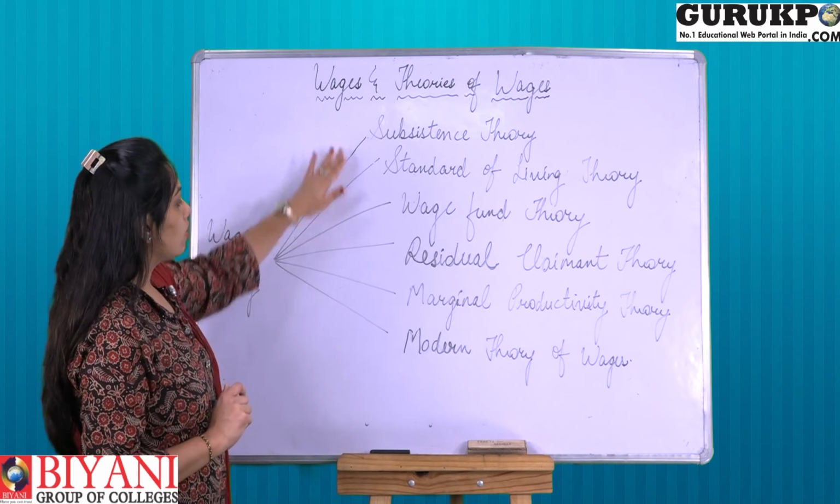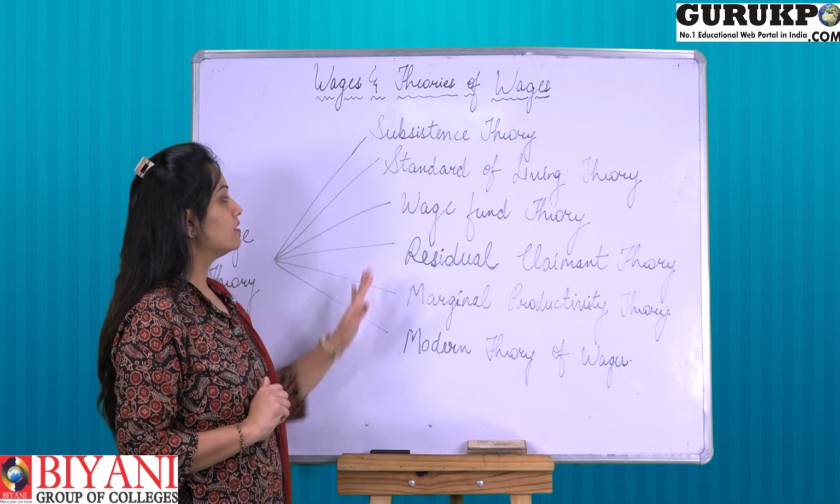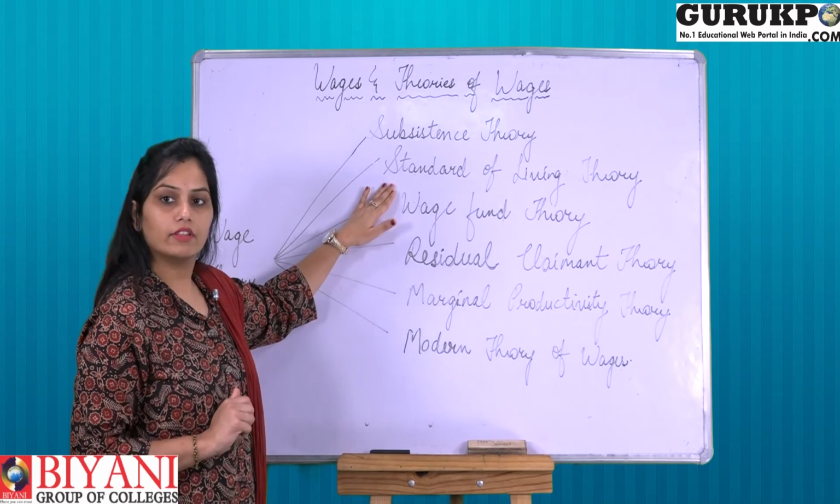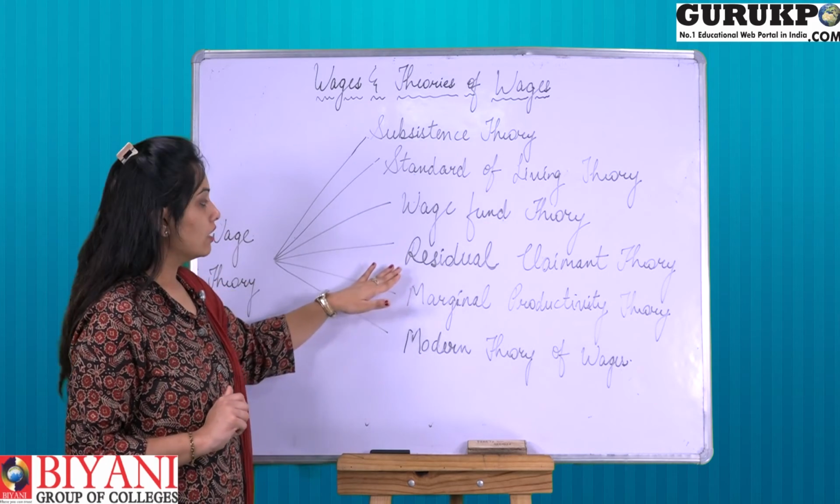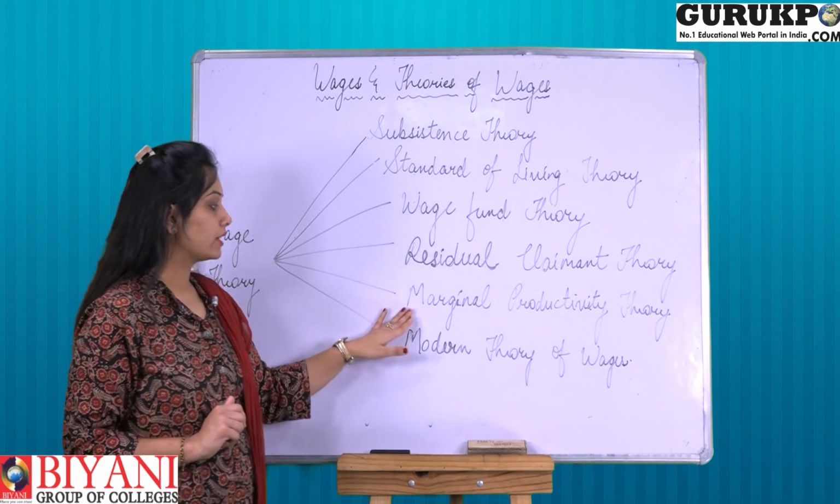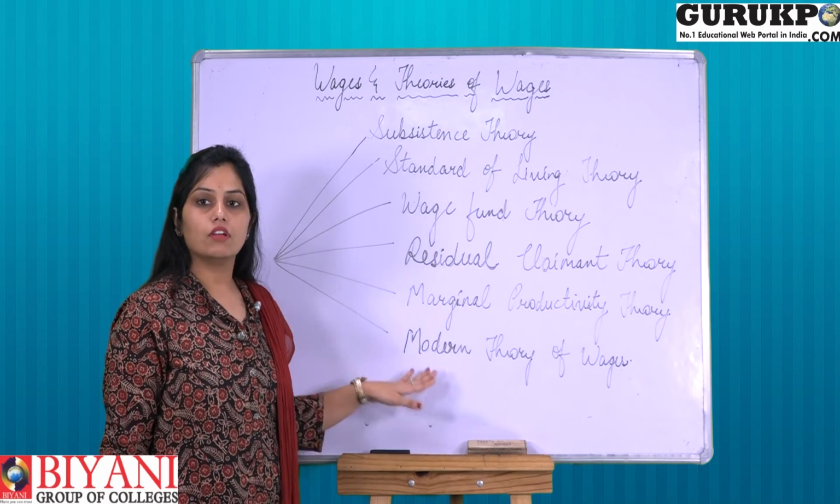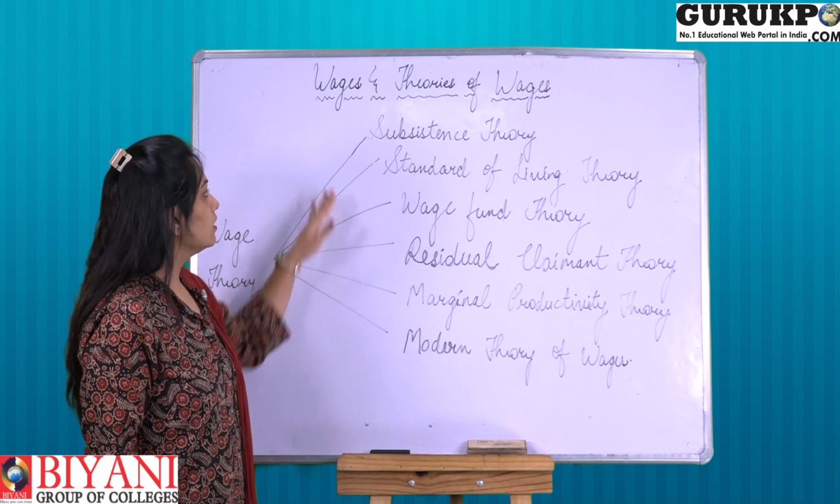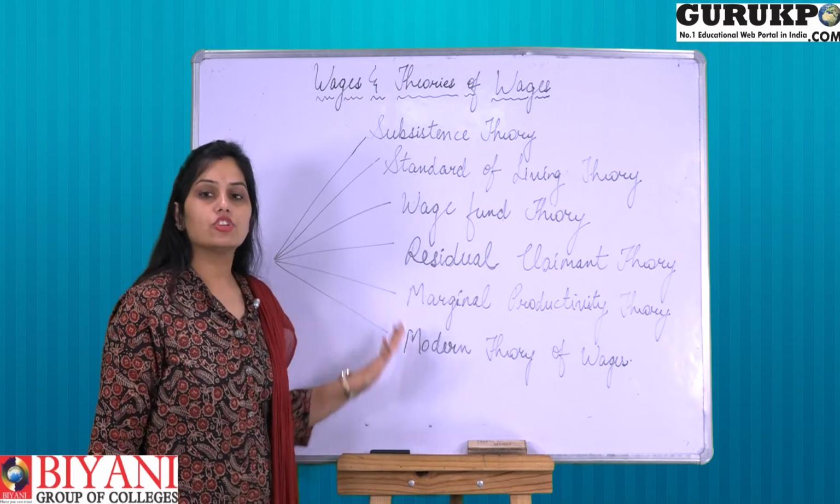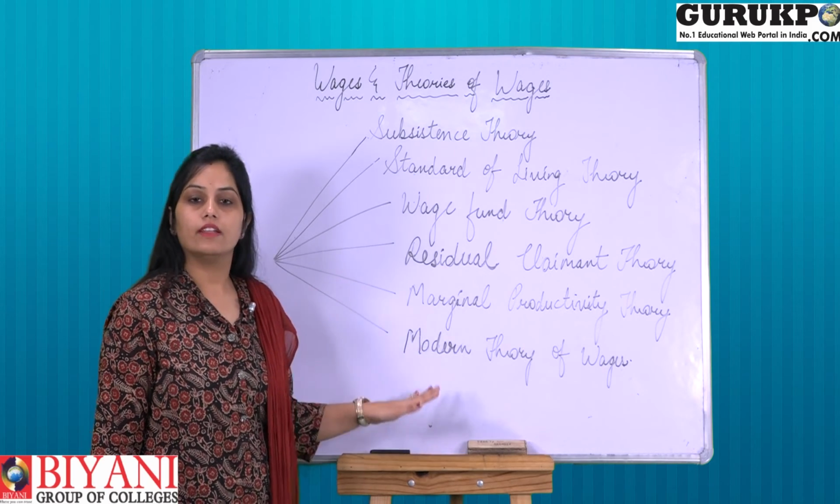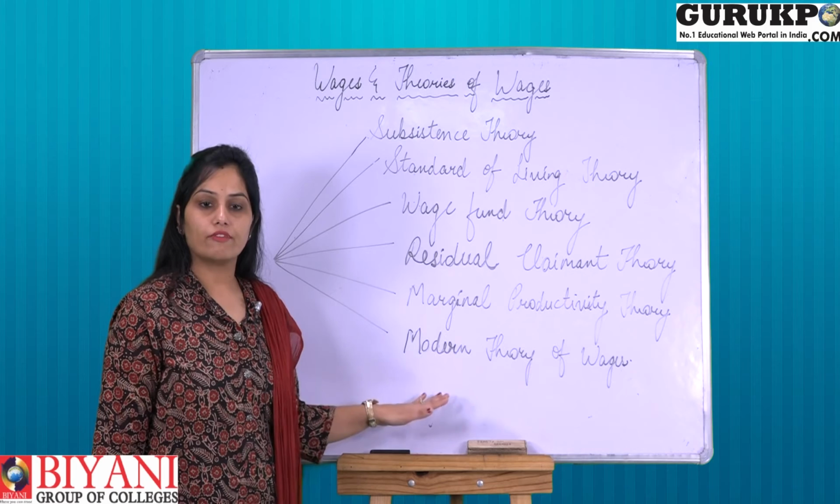So these are all the six theories: subsistence theory, standard of living theory, wage fund theory, residual claimant theory, marginal productivity theory, and the modern theory of wages. These are the theories of wages by which an employer decides the wage of an employee.